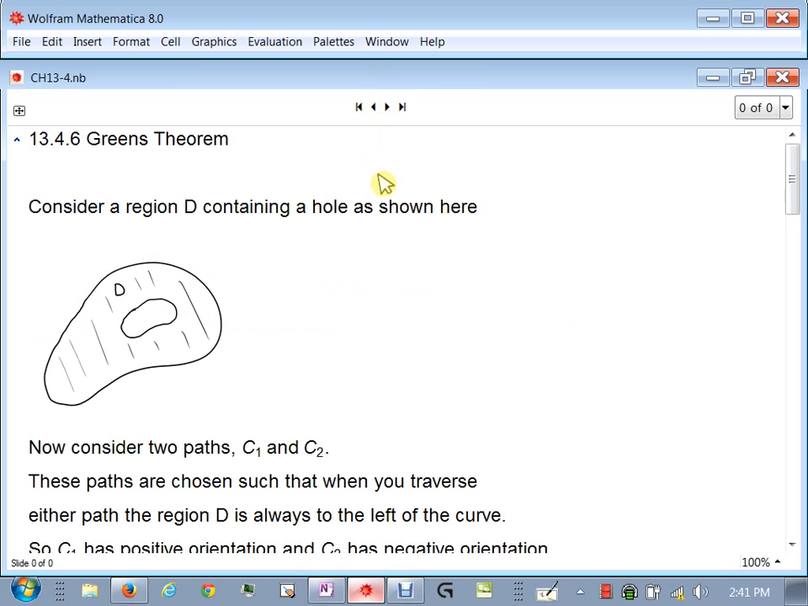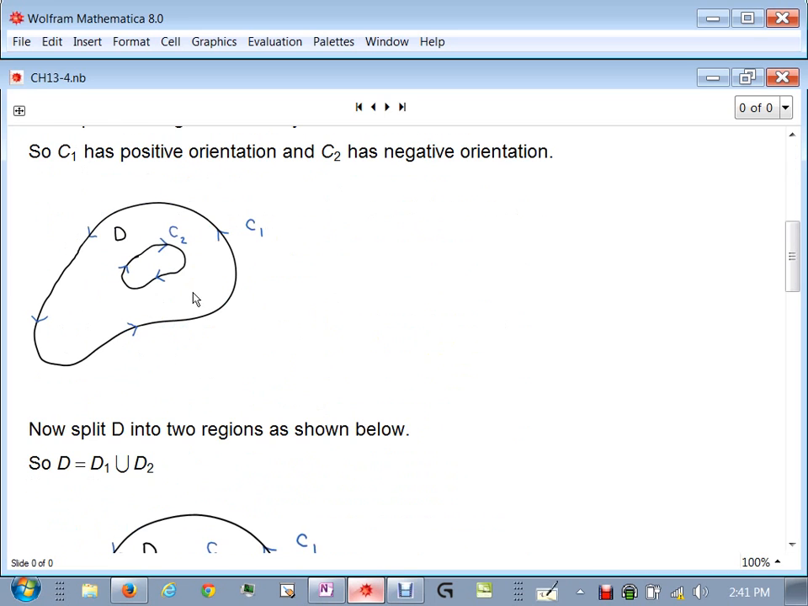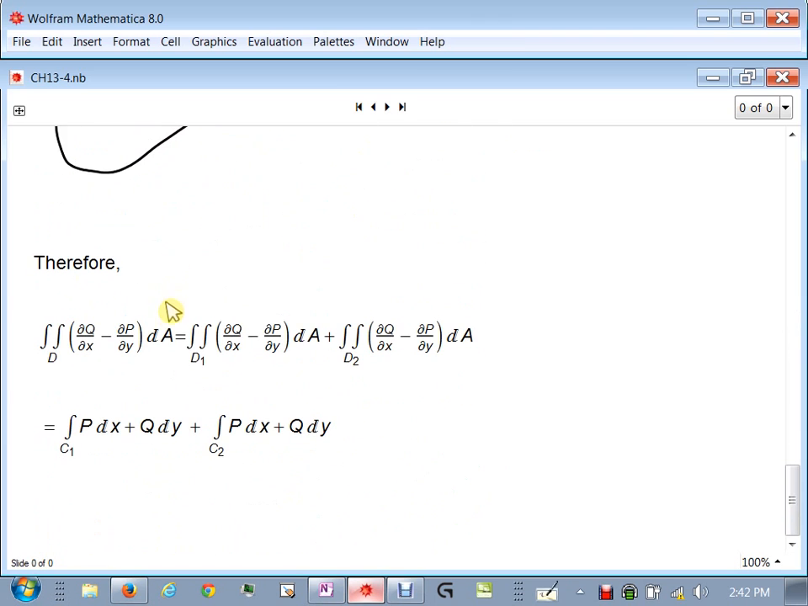Now remember this, what we just said here. This is what we said, right? We have this curve and we got a hole in it. Then at the very end of it all, the line integral over C1 plus the line integral over C2 is equal to the double integral over D of these partials, right? That's what we've got? Okay, so we're going to go now and try and work this one out.